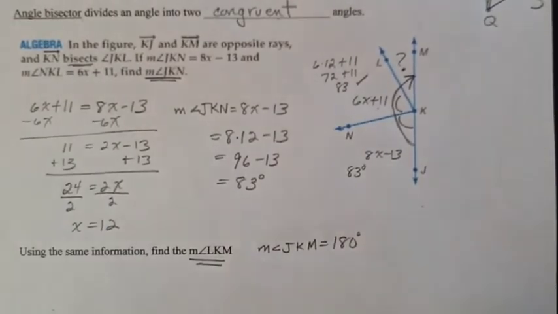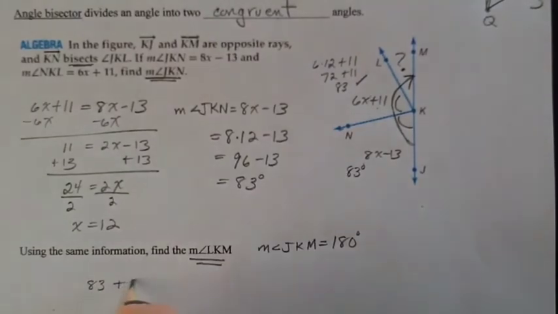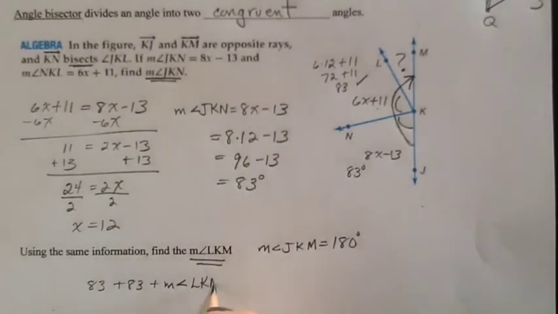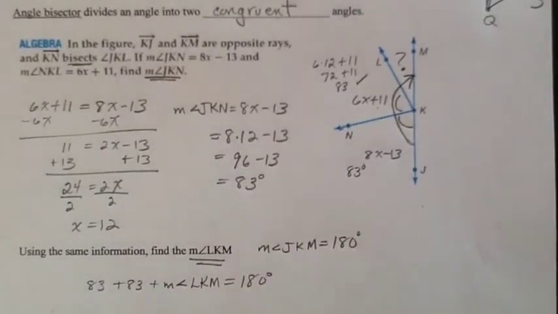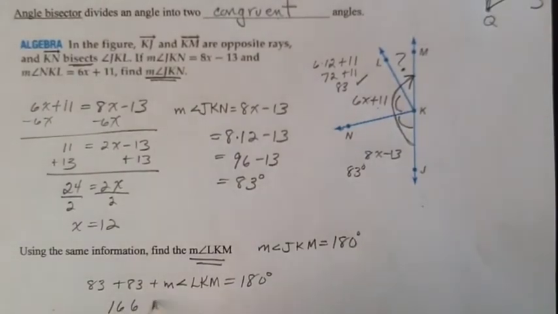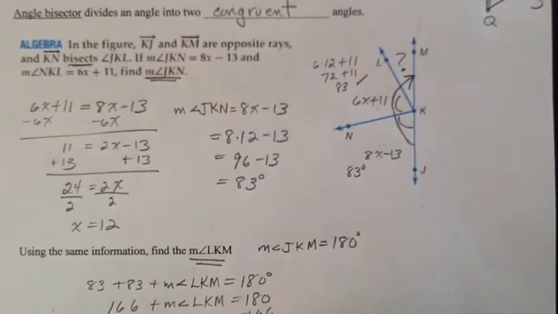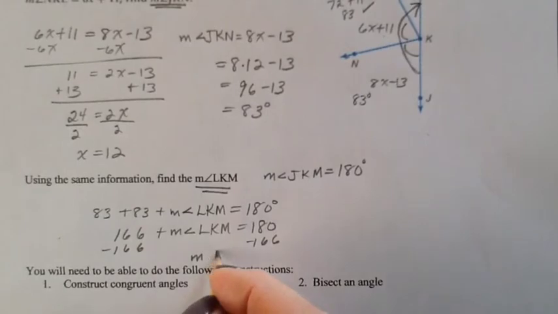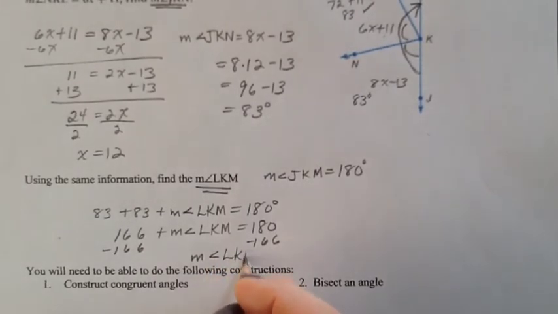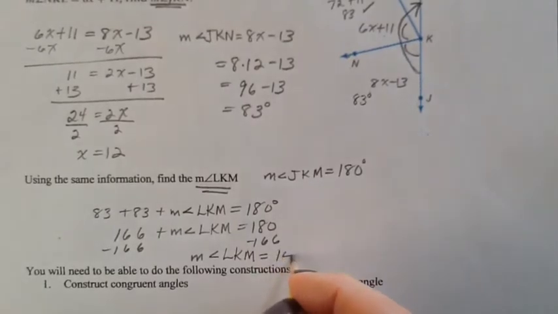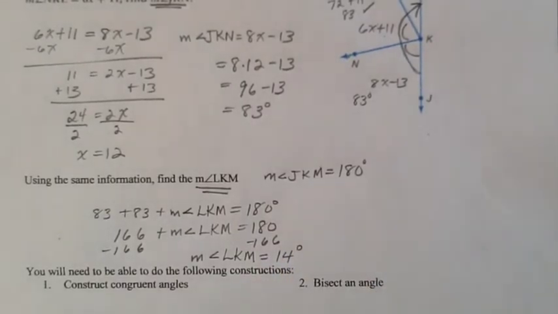So now we can use our angle addition postulate. 83 plus 83 plus the measure of angle LKM equals 180 degrees. 166 plus the measure of angle LKM equals 180. Subtract 166 from both sides. The measure of angle LKM equals 14 degrees. Okay.